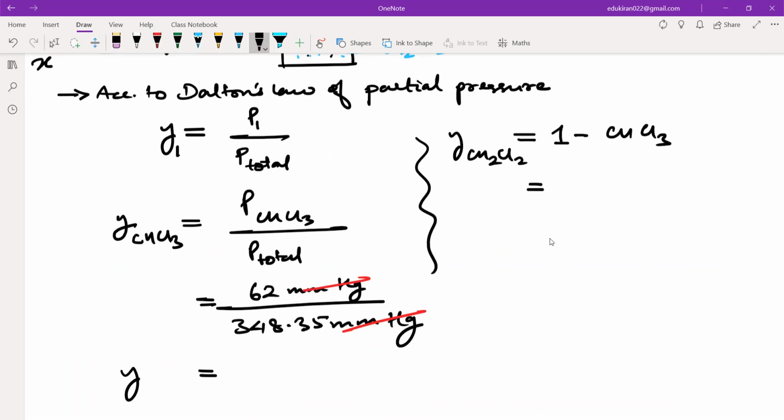Okay, mole fraction of CHCl3 in vapor phase. Please tell me what this is, and after that I will explain this equation here. Okay, please write it down.